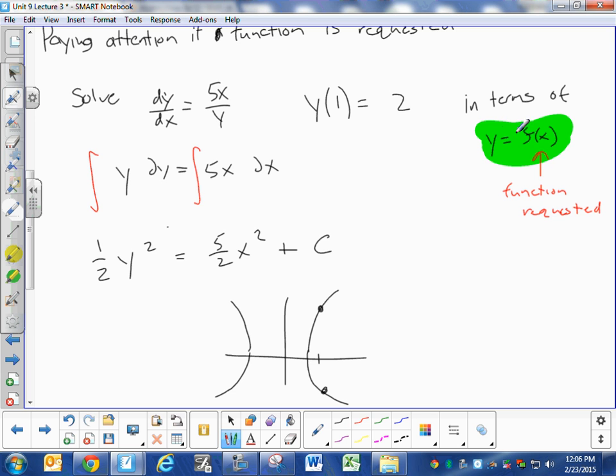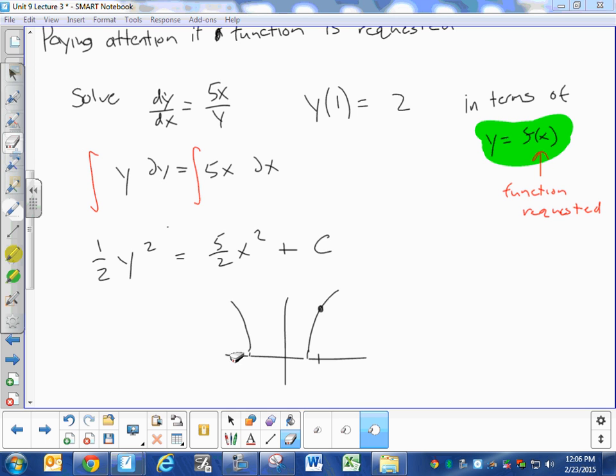Well, they say you're asking for a function. They want a function. And you're like, well, that doesn't make sense because this isn't a function. How can you get a function? Well, we'll be able to just take a piece of it that is a function that does satisfy this initial condition, and we will say, hey, the derivatives still follow this 5x over y differential equation. So all we have to do is just be careful.